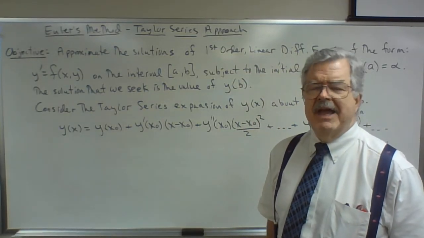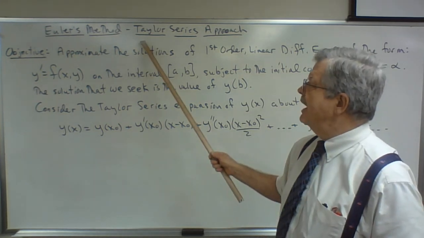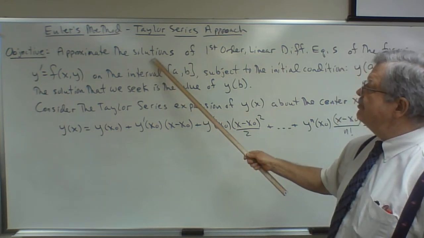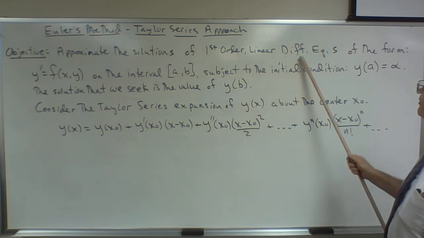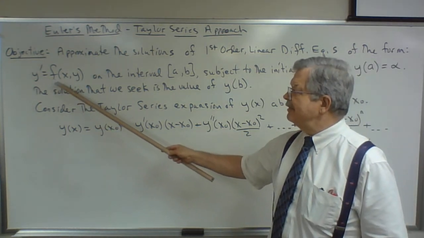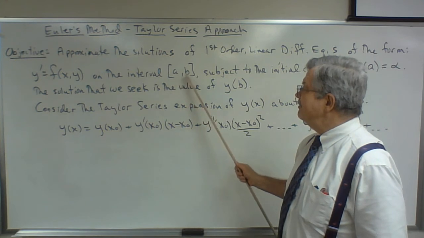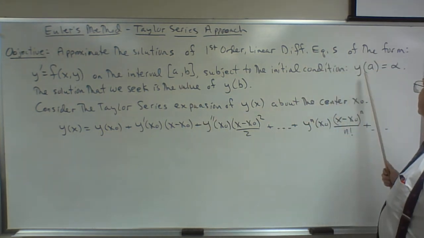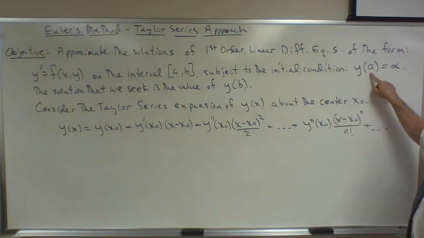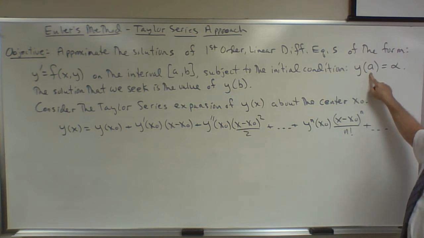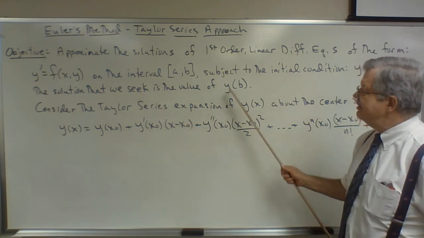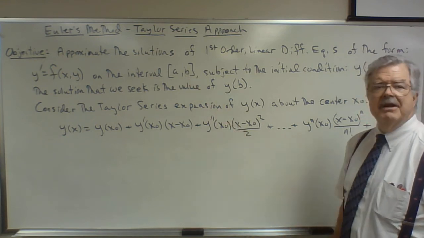We're going to derive the algorithm that we just saw, but we're going to do it a different way. This is the Taylor series approach. Our objective is still to approximate the solutions of first-order differential equations of the form y prime equals some function of both x and y on the interval a, b, subject to the initial condition y evaluated at a equals alpha. In other words, we know the value of our function y at x equal a. The solution that we seek is the value of y at the other endpoint, b.